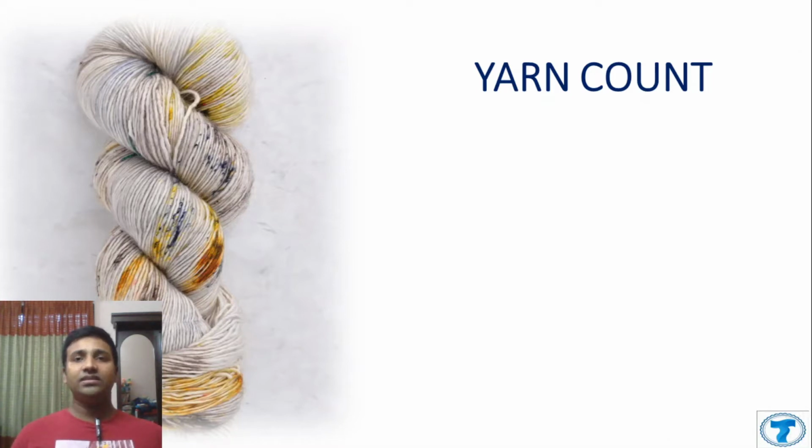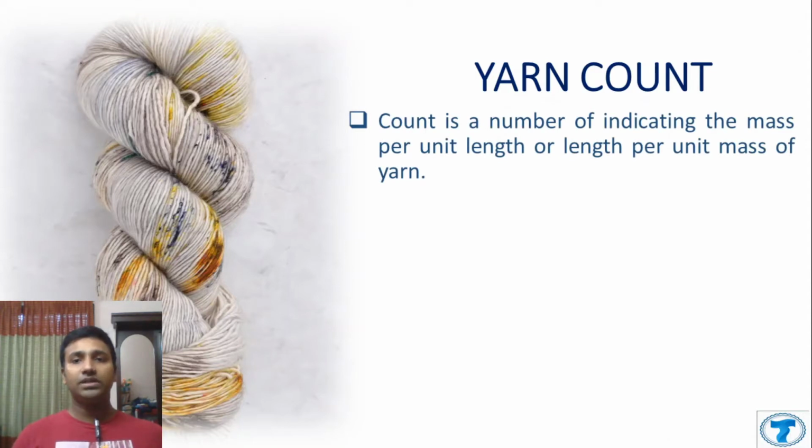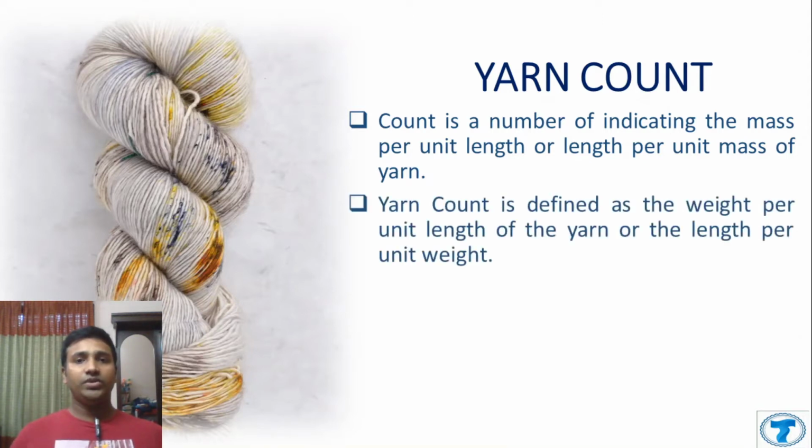Let's see the definition of yarn count. Yarn count is a number that indicates the mass per unit length or length per unit mass of the yarn. So yarn count is defined as the weight per unit length of the yarn or length per unit weight of the yarn. Basically this is a correlation between the yarn length and the weight of that yarn.